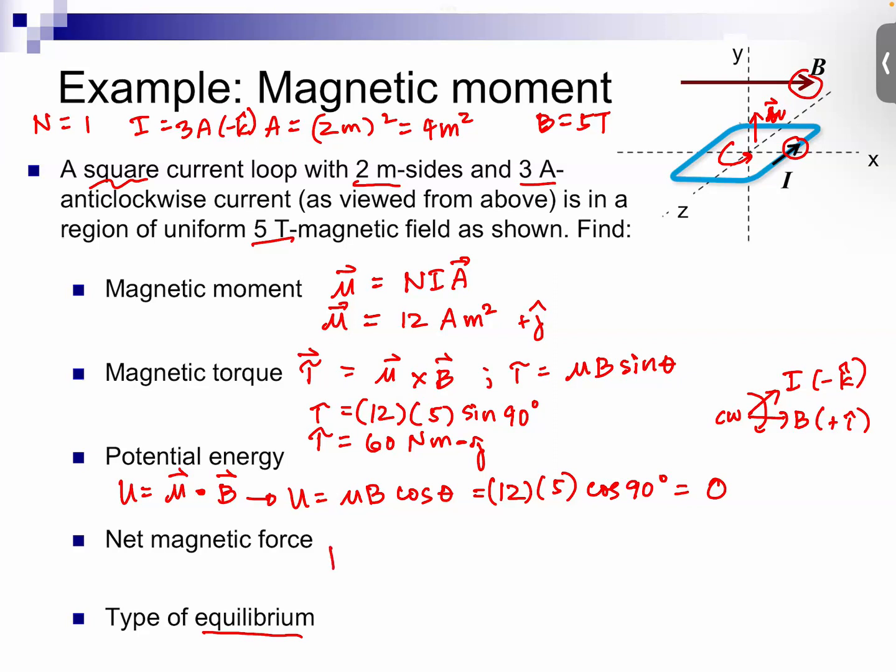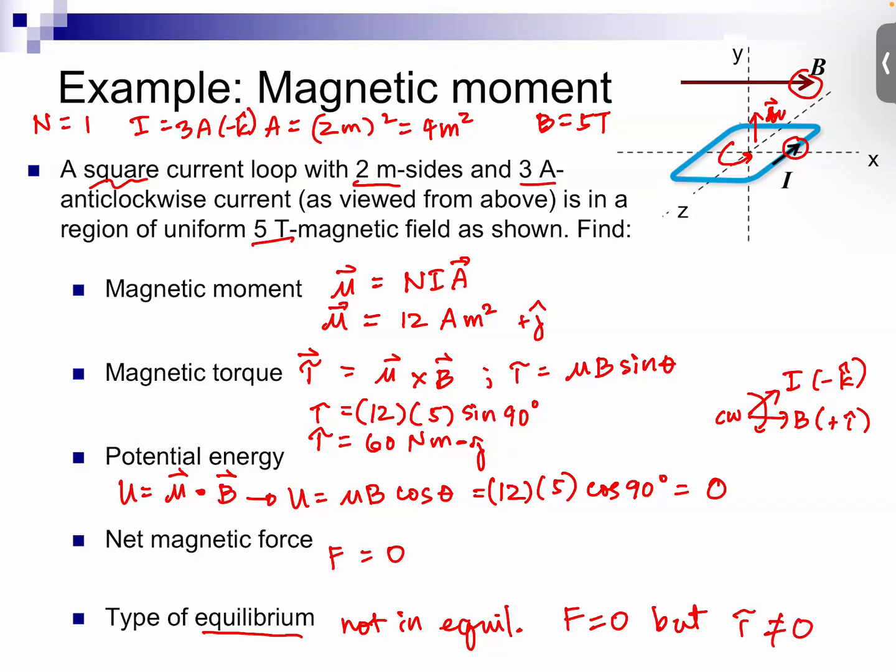The net magnetic force, we said, is always equal to 0 because it's a closed current loop. So as for the type of equilibrium, it's not in equilibrium because the force is equal to 0, but the torque is not equal to 0.